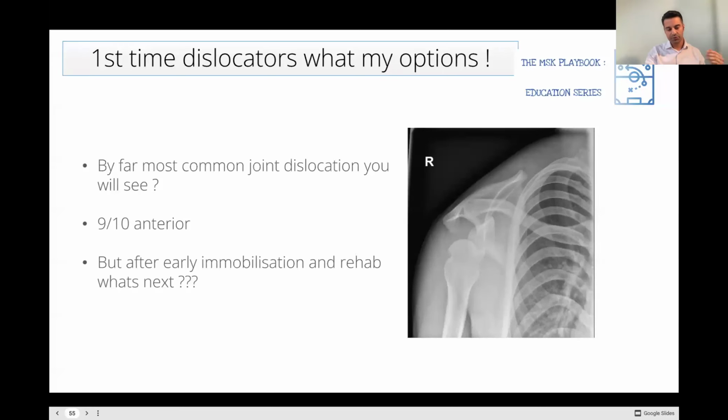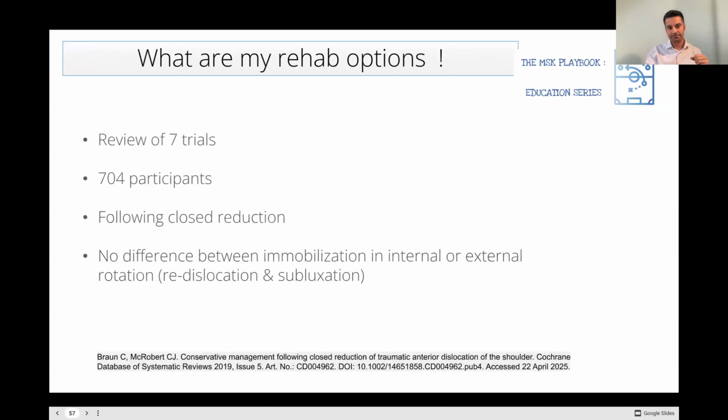And by far, the most common you're going to see is an anterior dislocation. But after you've done your early immobilization, and after they've been referred to the sports medicine clinic, what is it that you're going to take to the next level to be able to assess them?